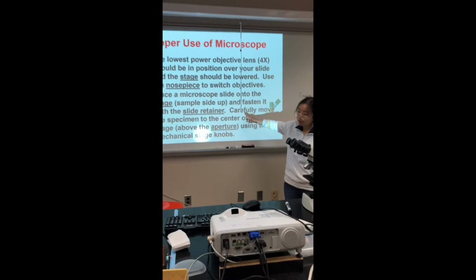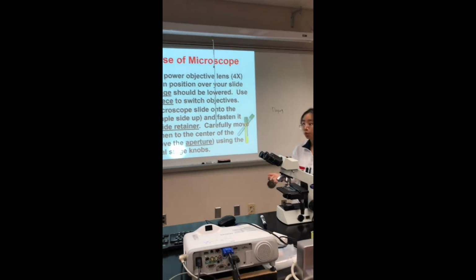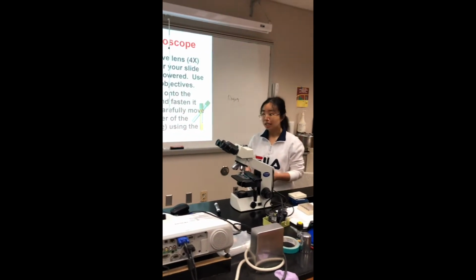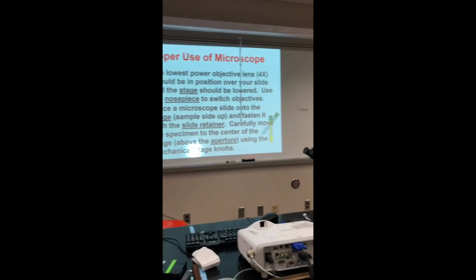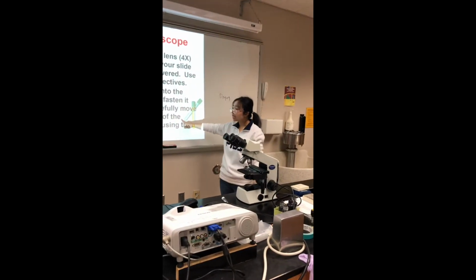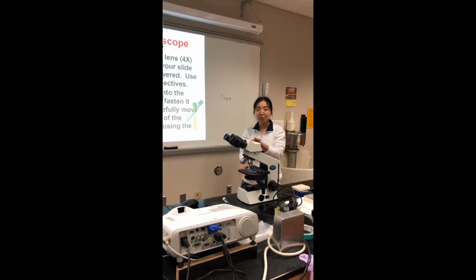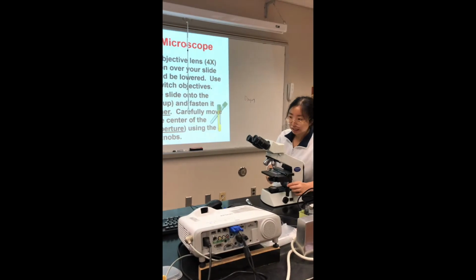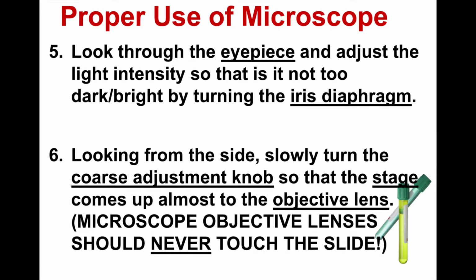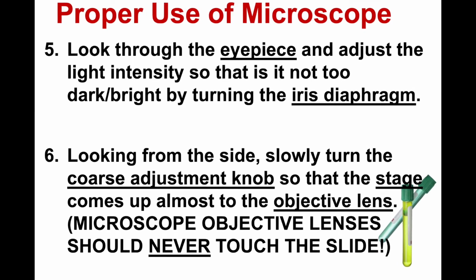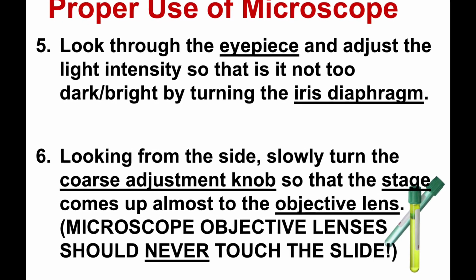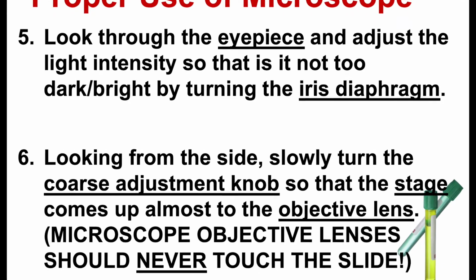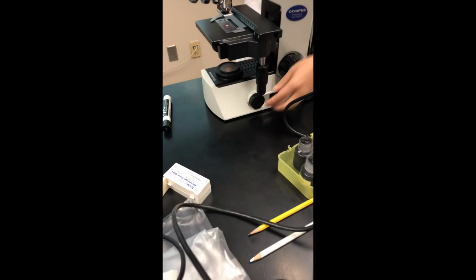Again, the slide retainer, this part, holds your slide firmly. Carefully move the specimen to the center of the stage above the aperture using the mechanical stage knob, this one. So we are going to look through the eyepiece and adjust the light intensity using 2 parts, the iris diaphragm and the rear stud, this part.